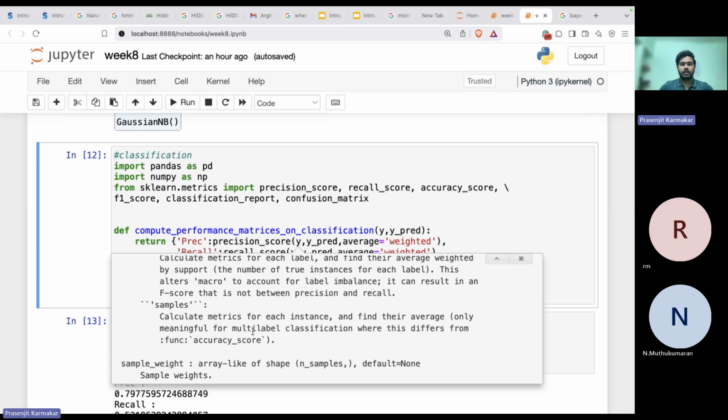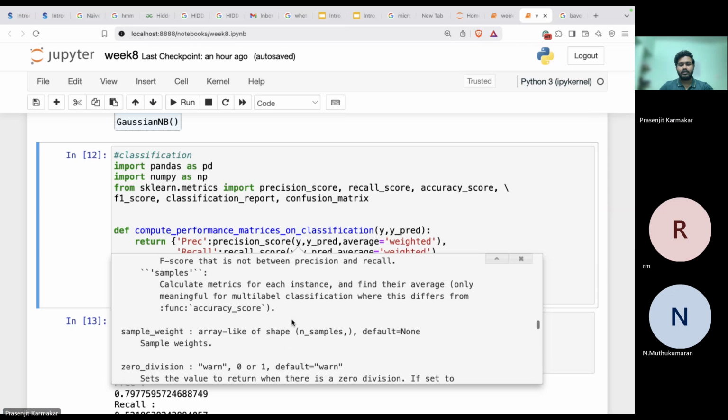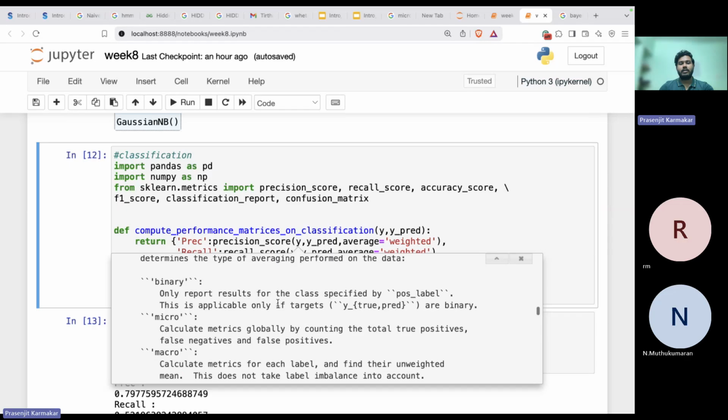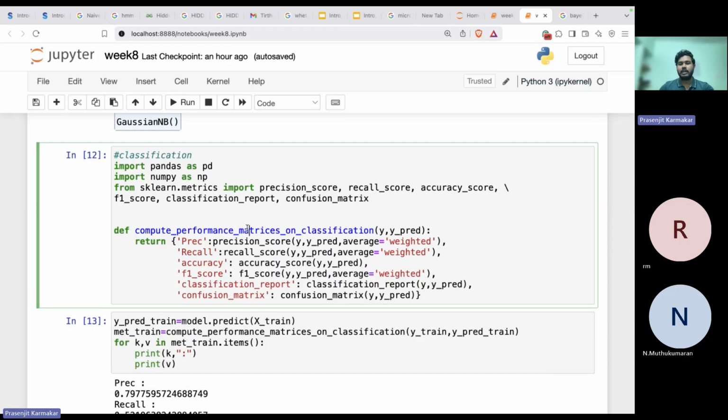Samples is a metric which is only valid for multi-label classification. It calculates metrics for each instance and finds their average, because a particular input can be classified as, let's say, two or three classes together. So this is how we can have different averaging rules based on whether it's a multi-class, multi-label, or a binary classification task.